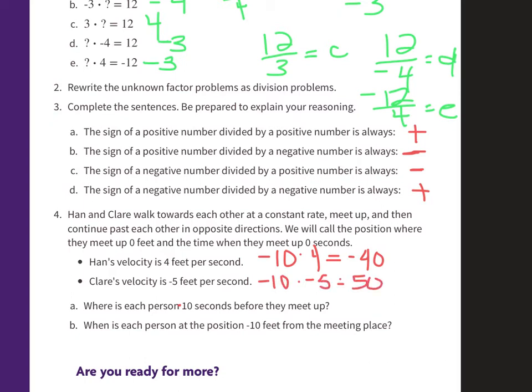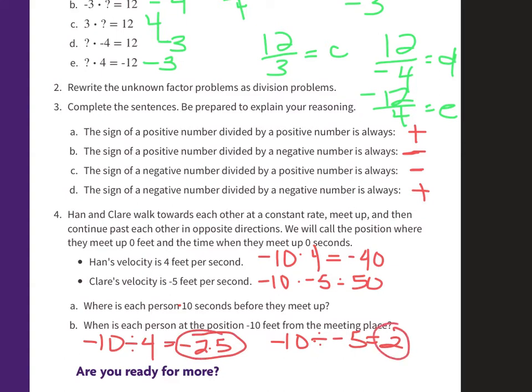When is each person at the 10 feet before the meeting place? So now we're just going to go negative 10 divided by 4, and we get negative 2.5. And then we go negative 10 divided by negative 5, and we get positive 2. So Han is 2.5 seconds before they meet, and Claire is 2 seconds after they meet. So the negative here just means before they meet, and positive just means after. So here, it's negative 40 feet before, whatever. Okay?